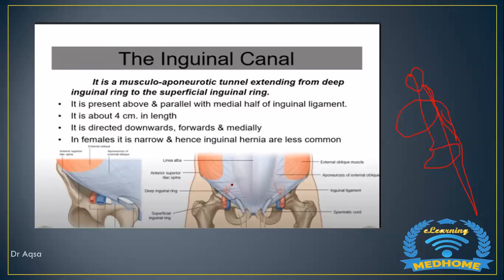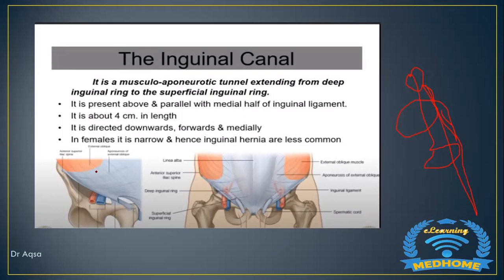Now what is the direction of the inguinal canal? If you look here, this is the deep inguinal ring and this is the superficial inguinal ring, a very small 4 centimeters. So it is directed downward and medially towards the pubic tubercle and forward as well. In the female, this space is really very narrow, and because it's very narrow, the chances of having inguinal hernia are very less in females as compared to the male.